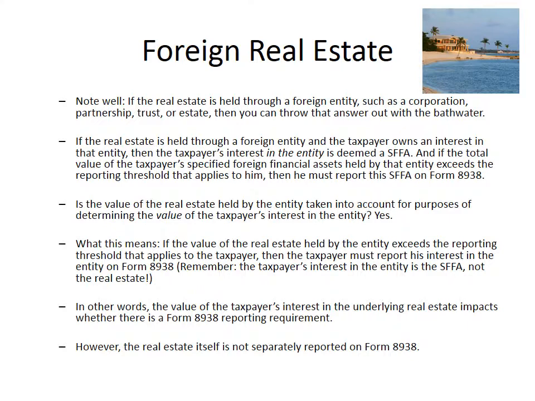The answer to that question is potentially yes. Okay, it is unfortunately not prone to a black and white answer, and you'll see why in a second. If the total value of John's specified foreign financial assets held by that entity, by ABC, exceeds the reporting threshold that applies to him, then he must report this specified foreign financial asset on Form 8938.